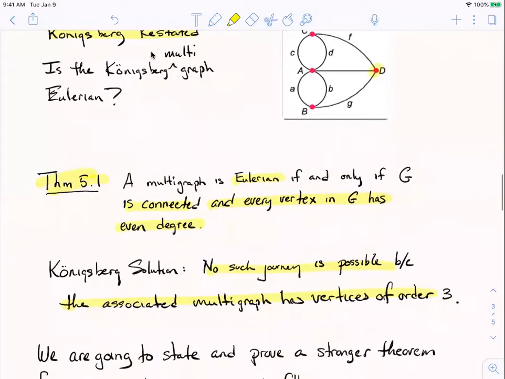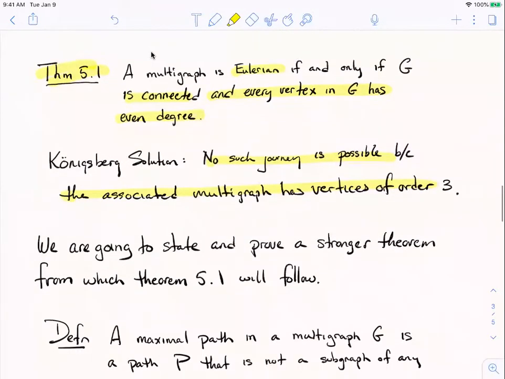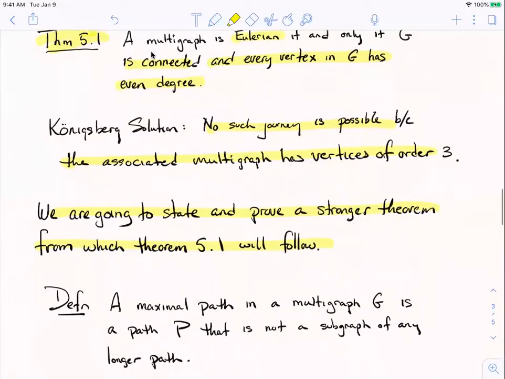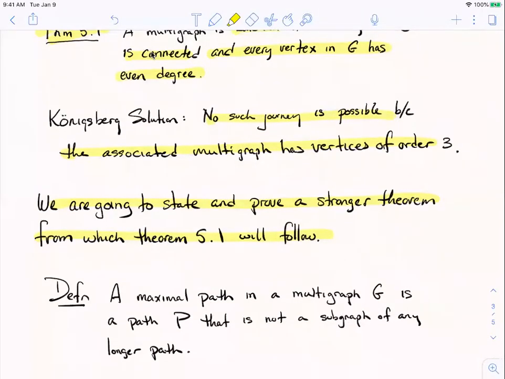Cool. As I mentioned before, not today, but in the next video lecture, we're going to state and prove a slightly stronger theorem. It's a little bit easier to work with, but it ends up implying Theorem 5.1. So that's what we're going to do next time. I want to prove a lemma this time to set us up for it, and then we'll shut this video down, hopefully keeping it at a length where you watch the whole thing.